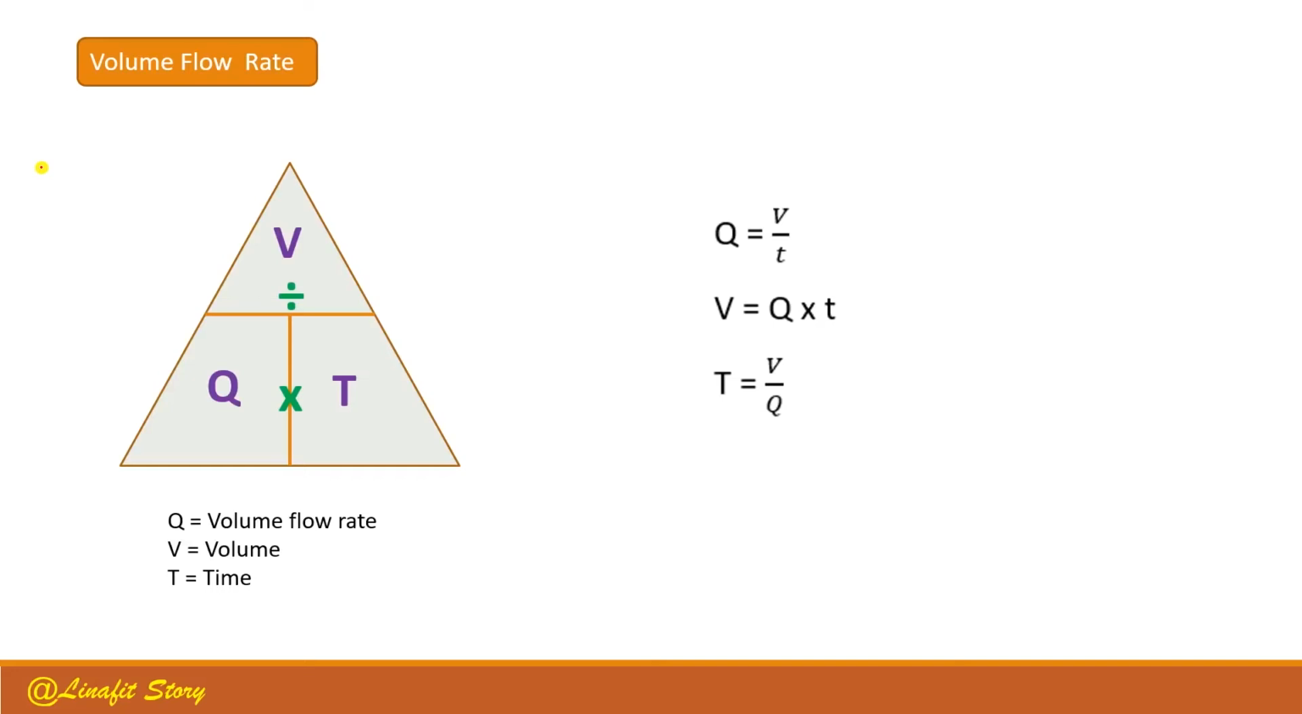Volume flow rate is the volume of fluid which passes per unit time. The equation for the volume flow rate looks like this. V stands for the volume, Q stands for the volume flow rate, while T stands for the time. To get the volume flow rate is volume divided by the time. To get the volume is volume flow rate times the time. And to get time is volume divided by the volume flow rate.